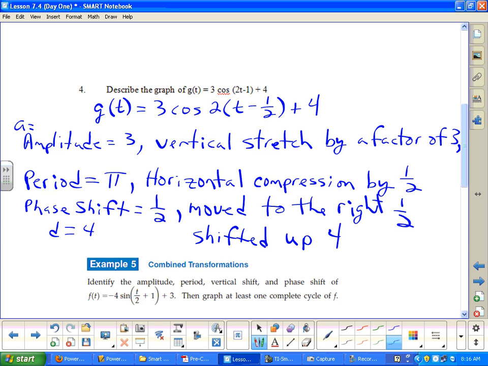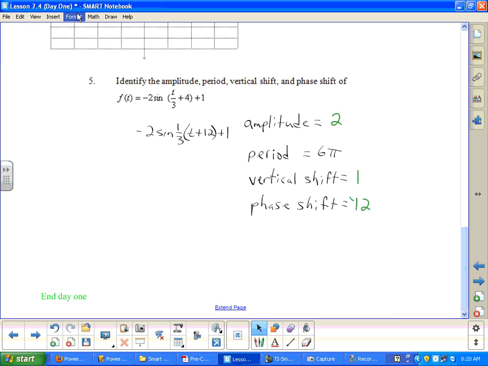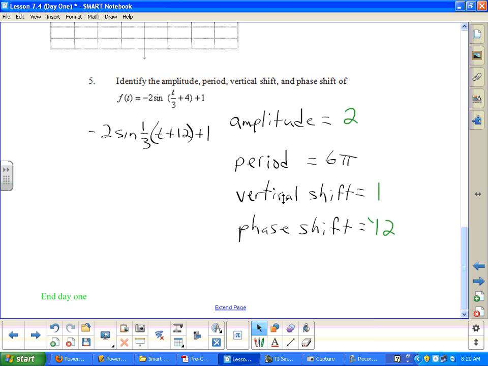Okay, so when we want to identify amplitude, period, vertical shift, and phase shift, you want to make sure that you, first of all, rewrite it so that you can see the values of A, B, C, and D. So A will tell me the amplitude. 2 pi divided by B tells me the period. The vertical shift is D, and then the phase shift is the value of C over B, or you can just think of it as C. So the phase shift then, since it has T plus 12, it's minus 12.